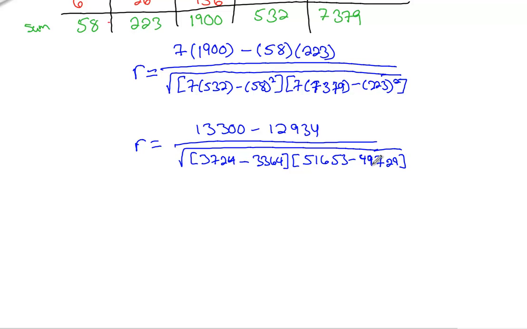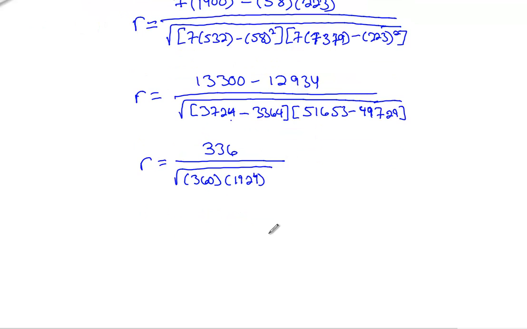Okay. Then let's do each individual subtraction. So 13,300 minus 12,934 is going to give me 336. 3,724 minus 3,364 is going to give me 360. And then 51,653 minus 49,729 is going to give me 1,924.